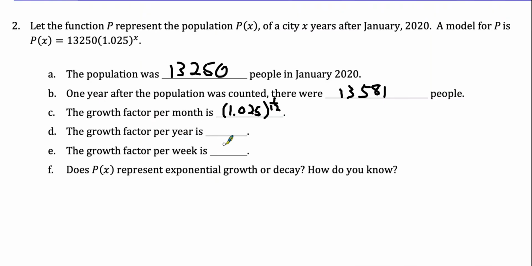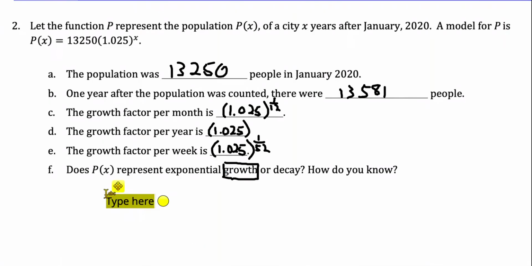The growth factor per year then, well, is just this 1.025. Right? We're told that that is the growth factor per year. I don't need to raise that to any power at all. For E then, the growth factor per week, well, there are 52 weeks in a year, so I would raise this to the 1/52 power. Now, does this function represent growth or decay, and how do we know? Well, to determine that, we want to look at the growth factor. In this case, the growth factor is greater than 1, therefore, this represents growth. We are increasing.